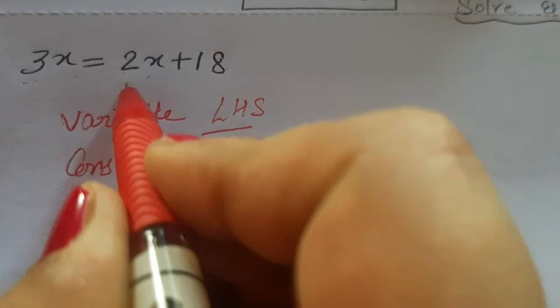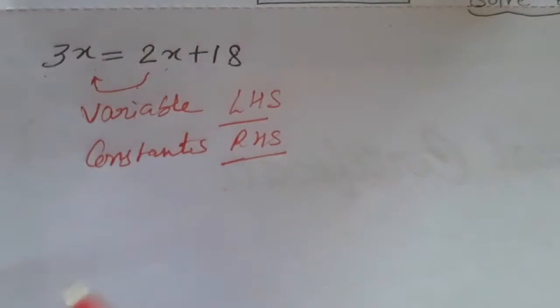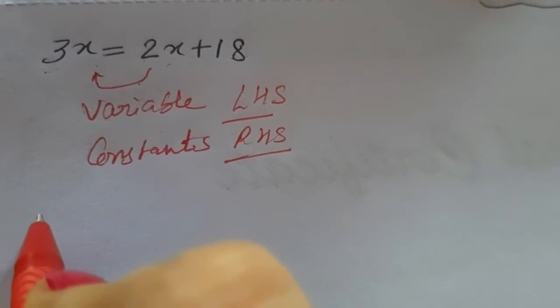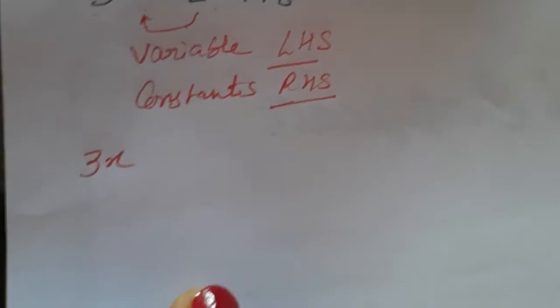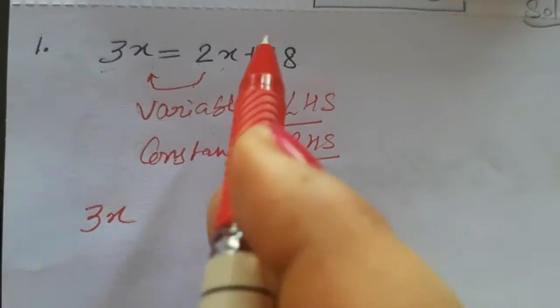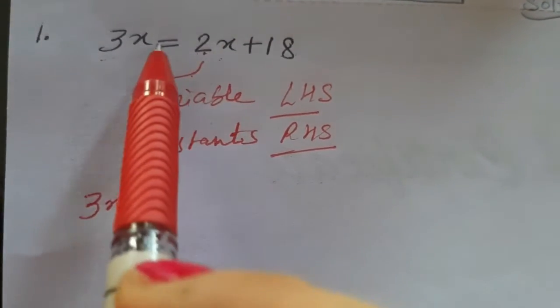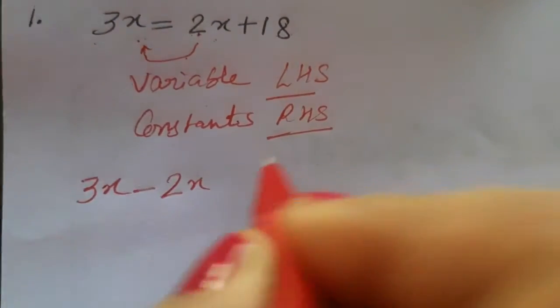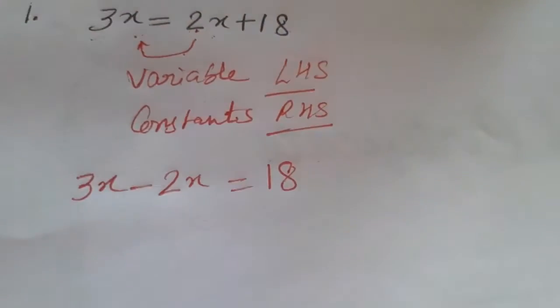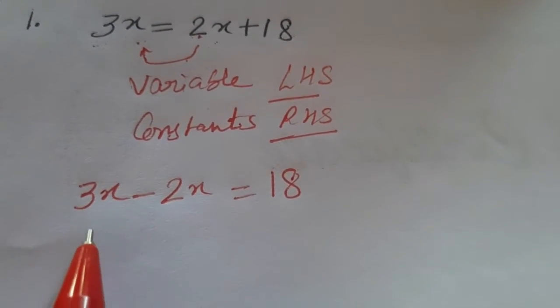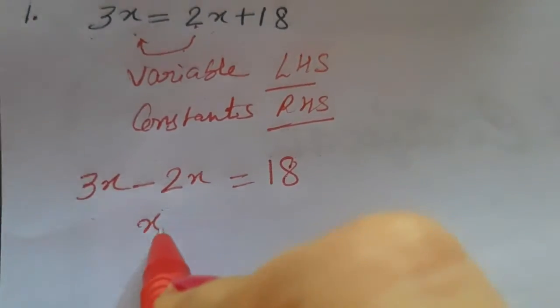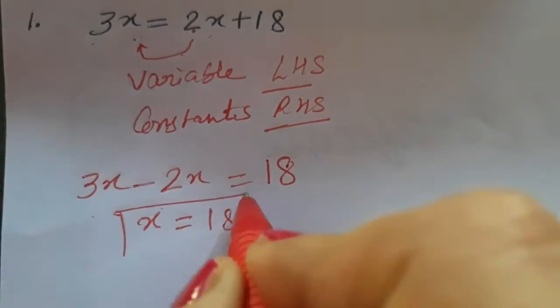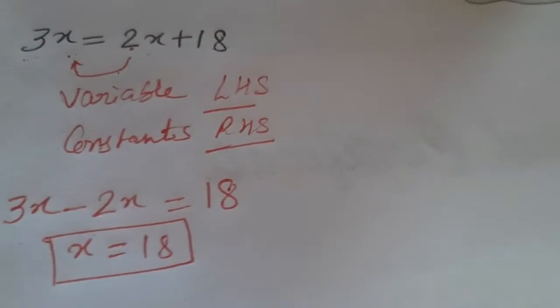Let us solve it. First of all, we will transpose this term of x to the left hand side. 3x is already there, so we will write 3x as it is. 2x is positive on the right side. When we transpose it to the left hand side, it will become negative. 3x - 2x = 18. Now do the subtraction: 3x - 2x comes out to be x = 18. So this is the solution.